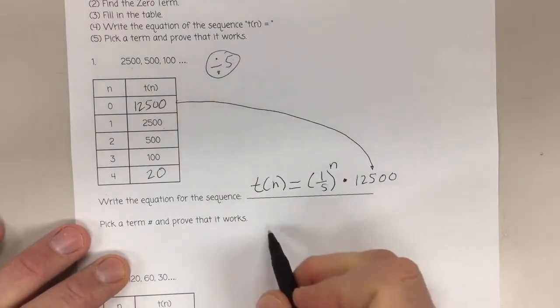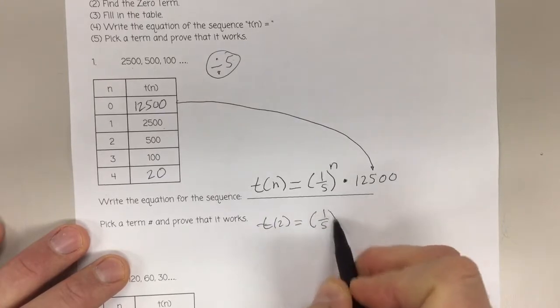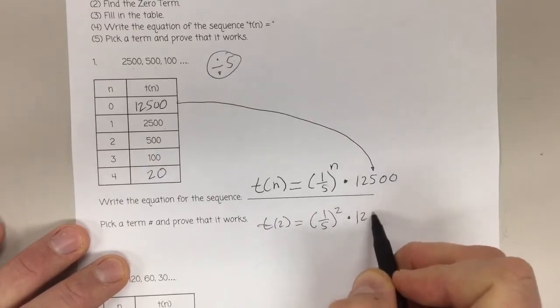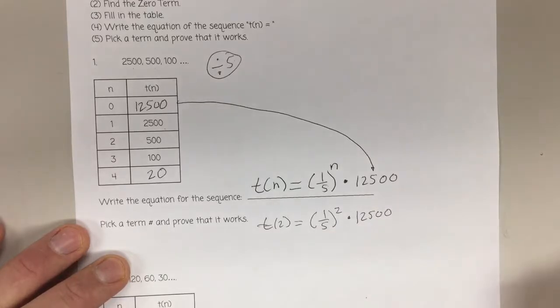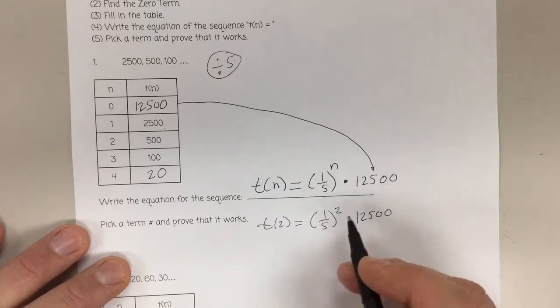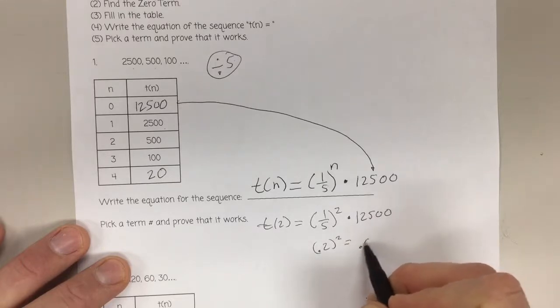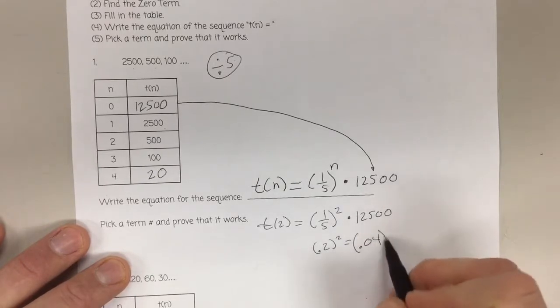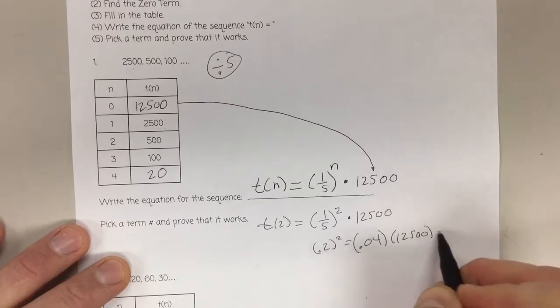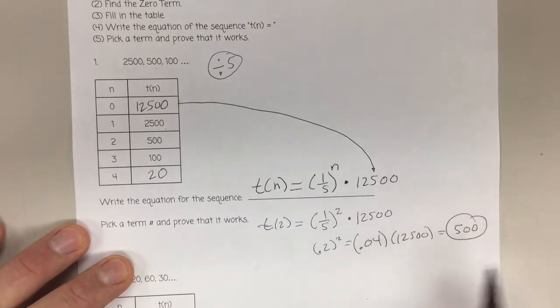To check to see if it works, we could choose the second term of the sequence. So we would take 1/5 to the second times 12,500. 1/5 to the second is 0.2 squared, which is 0.04. Then we take that times 12,500, and I get 500. So the second term is 500, and we are correct.